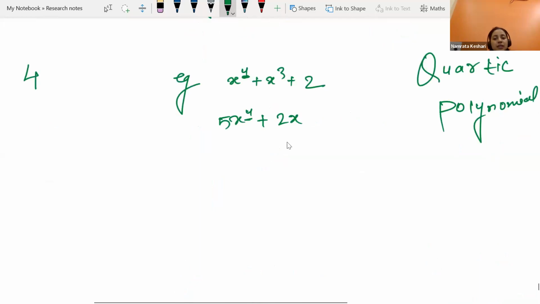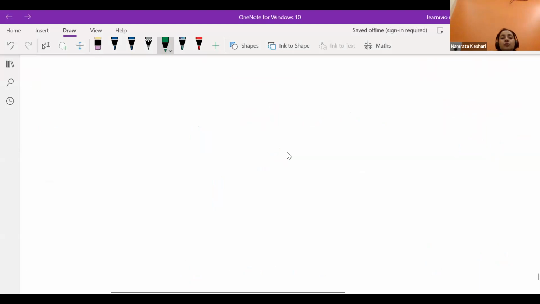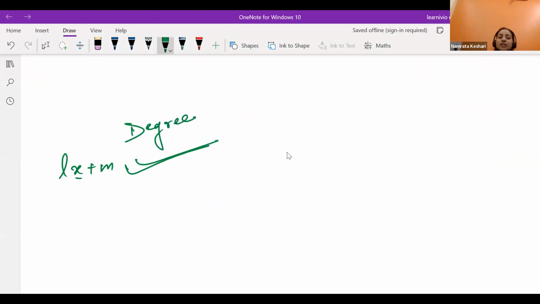Now the question will be like this: there is a polynomial, I will write lx plus m, where l and m are constants. Which type of polynomial is this? Is it linear? Is it quadratic? Yes, it's linear. Perfect. Here the highest power of the variable x is 1, and 1 means it falls in the category of linear.